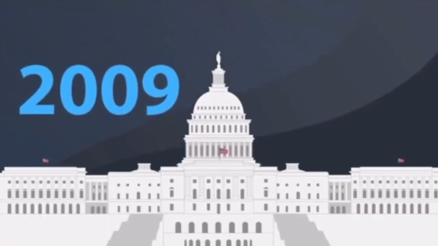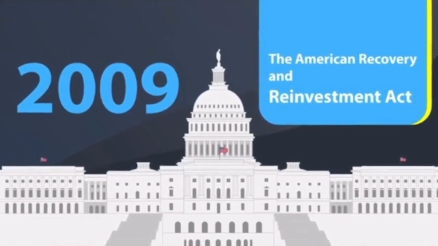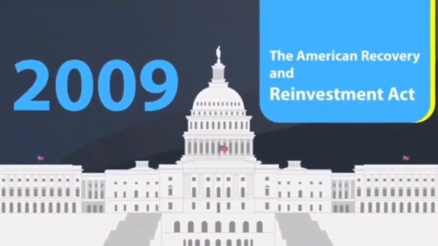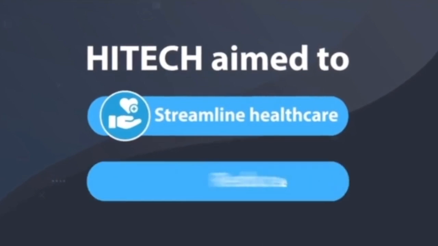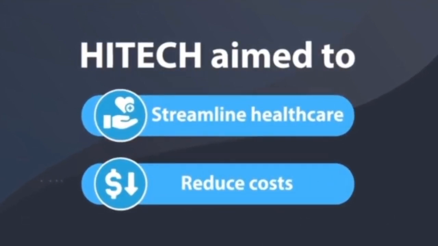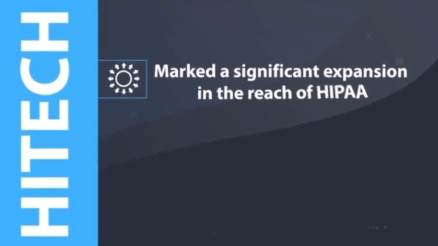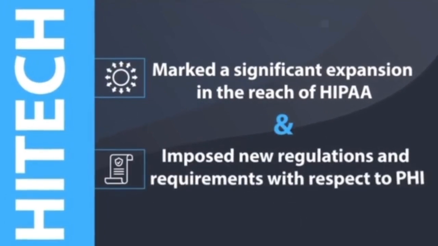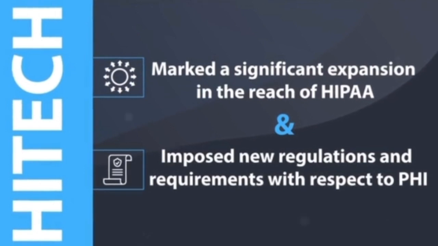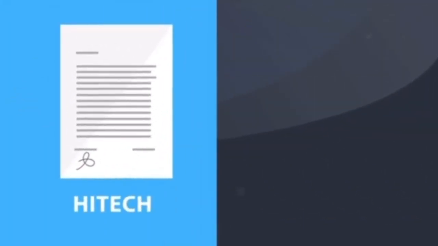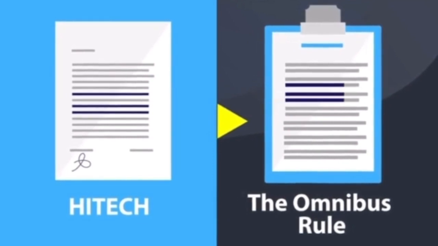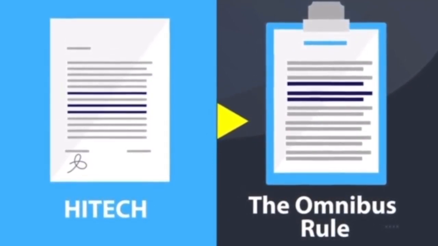In 2009, Congress passed the American Recovery and Reinvestment Act, which included, in part, the Health Information Technology for Economic and Clinical Health Act, or HITECH for short. HITECH aimed to streamline healthcare and reduce costs through healthcare information technology. HITECH also marked a significant expansion in the reach of HIPAA and imposed new regulations and requirements with respect to PHI. On January 26, 2013, the Health and Human Services Office of Civil Rights published the most recent rule addition to HIPAA, the Omnibus Rule, as a means of actually implementing the changes that were outlined in HITECH.